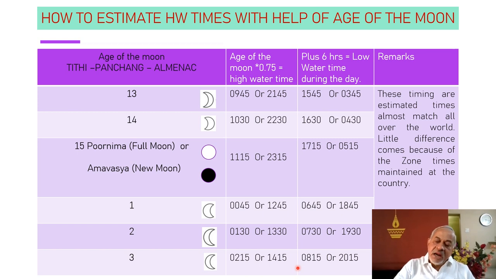The only thing here is, the height of the tide you don't come to know, and this time is a little approximate. It is not the exact time of high water because of your zone time and local mean time difference. Okay, so with this simple technique, all the people on the ship or all the sailors can calculate the high water time of the day.